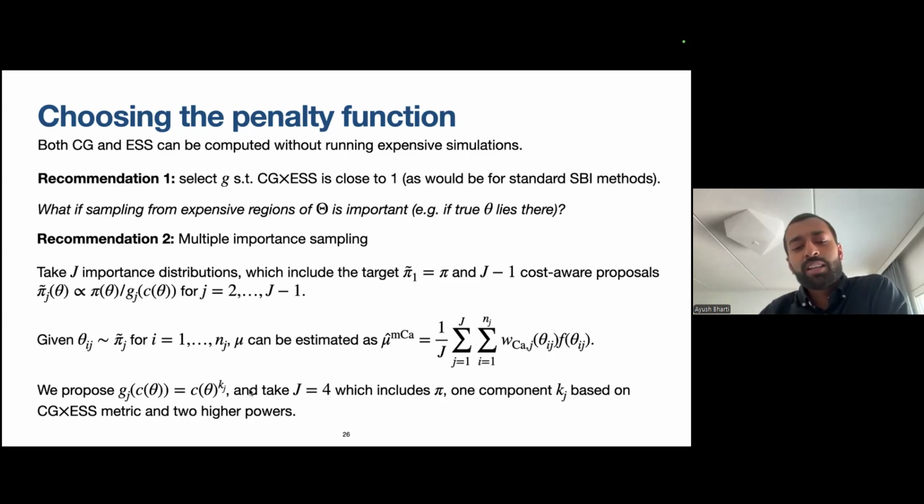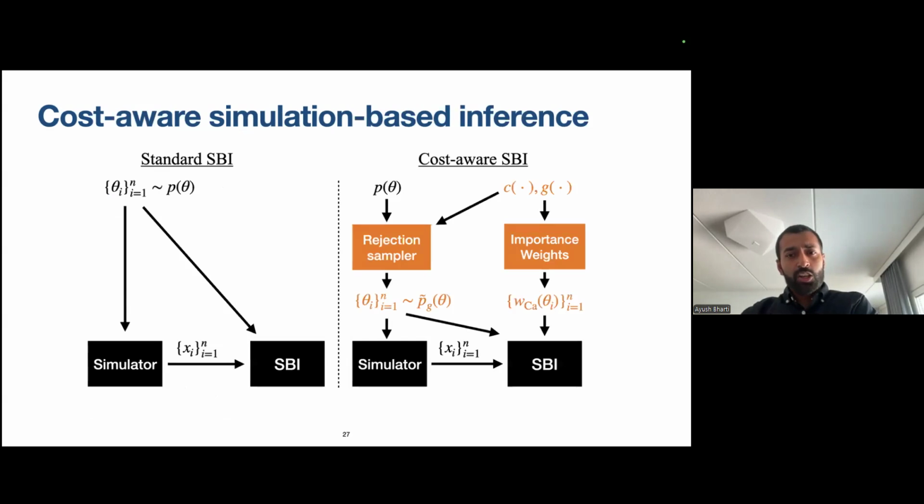And then we recommend adding 1 or 2 components with slightly more penalty, so stronger powers of G, for instance, such that you get more computational gain also, right? Because that's our goal, to reduce the cost. So in the end, the cost aware SBI method boils down to this.